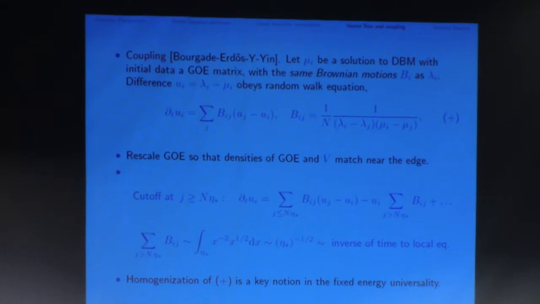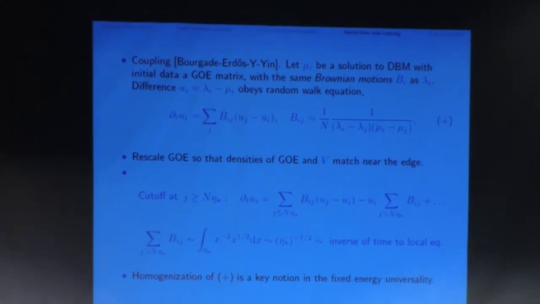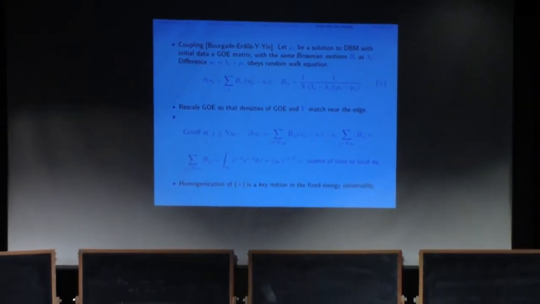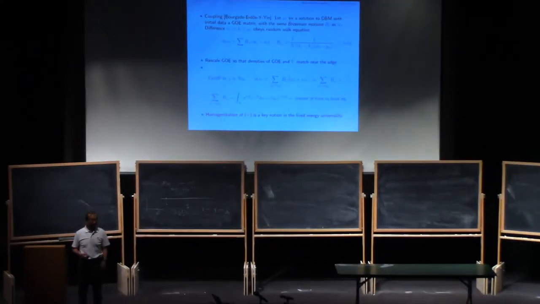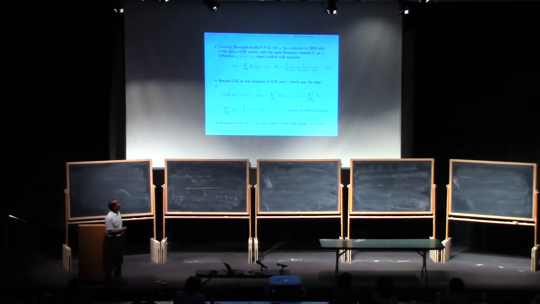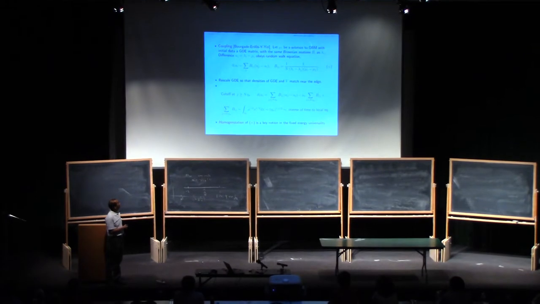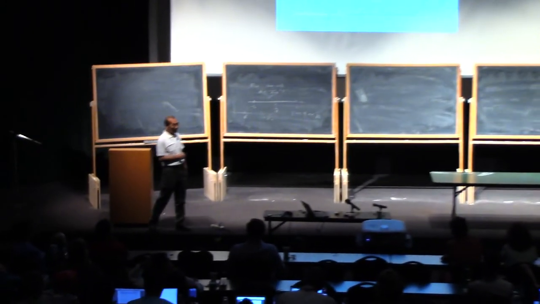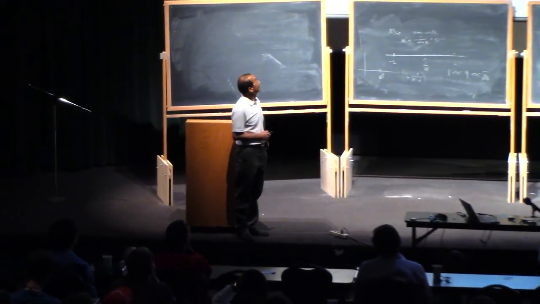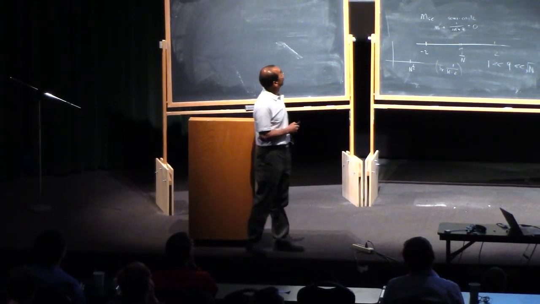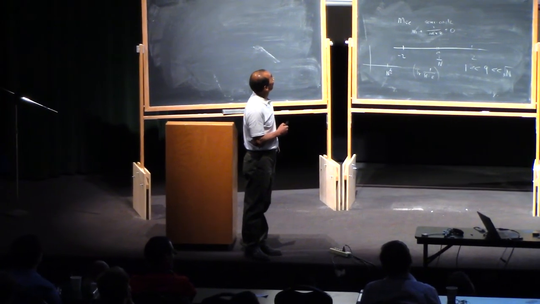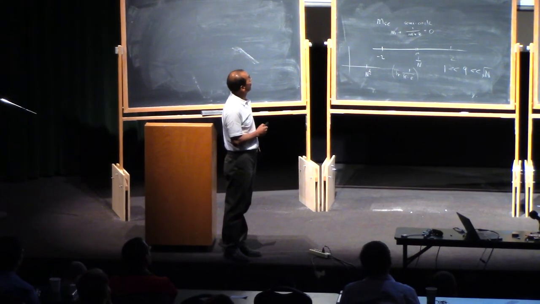All right, so here now, I think I still have a little bit of time, so I'll try to explain two things. One is that in many of these problems, we are studying the convergence of eigenvalues, and how did we do it? So this part is really the method. How do we prove these fixed energy universalities? How do we do that? So the idea is the following. You look at the eigenvalue equation of lambda_i, which is Dyson Brownian motion.